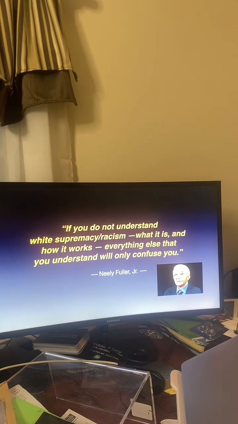And we start with this quote by the eminent scholar Neely Fuller Jr., who said, "If you do not understand white supremacy slash racism, what it is and how it works, everything else that you understand will only confuse you." And that statement is important because it reveals the fact that in order to properly understand our history, or the history of African or Black people, you must understand racism, because without a proper understanding of that, you will be lost. You will be confused. You will have an incomplete and an inaccurate conceptualization about who African people are.